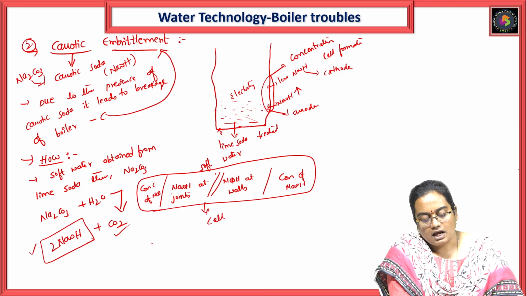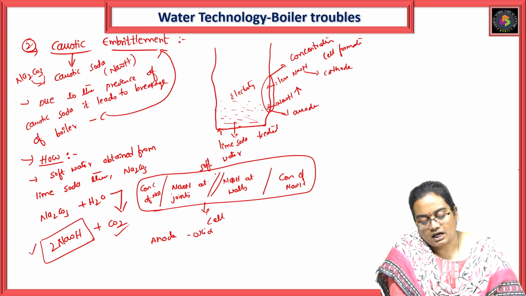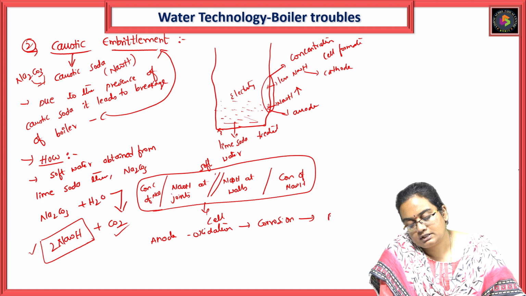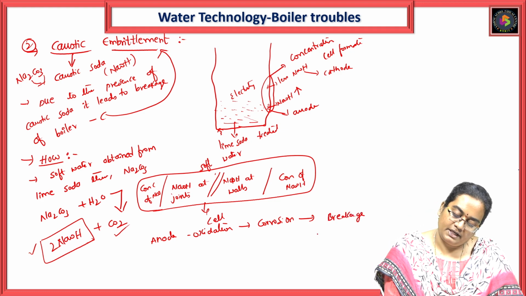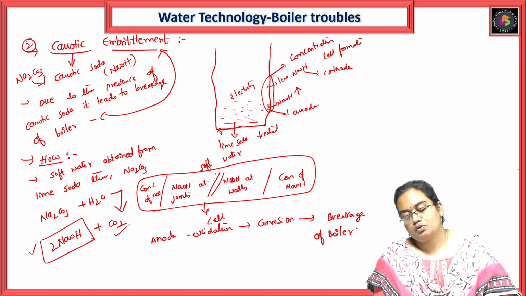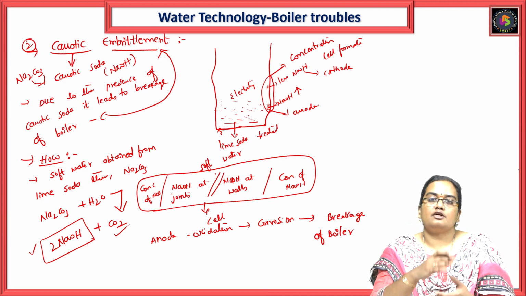Generally, we know that the anode part of the metal will undergo oxidation, and it leads to corrosion, which causes breakage of boiler. This is how your caustic soda is responsible for brittleness of your boiler.